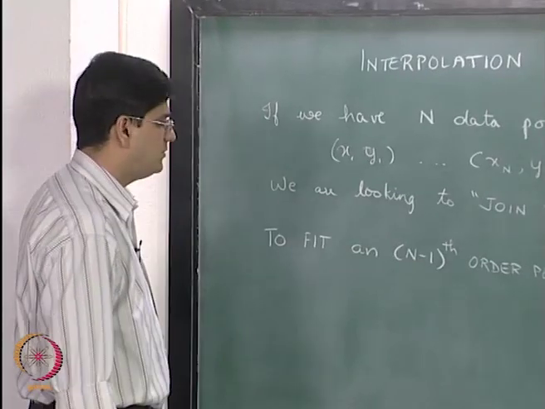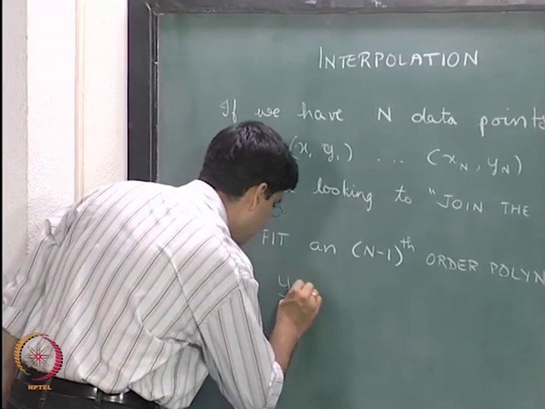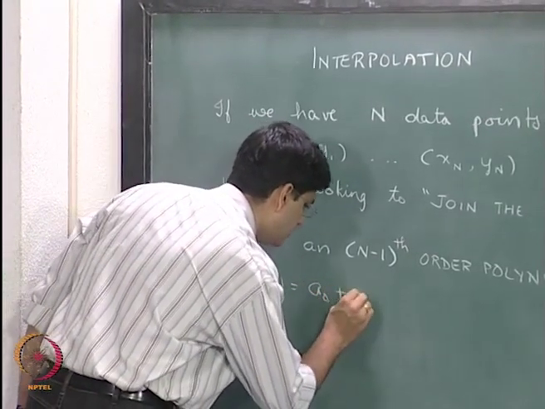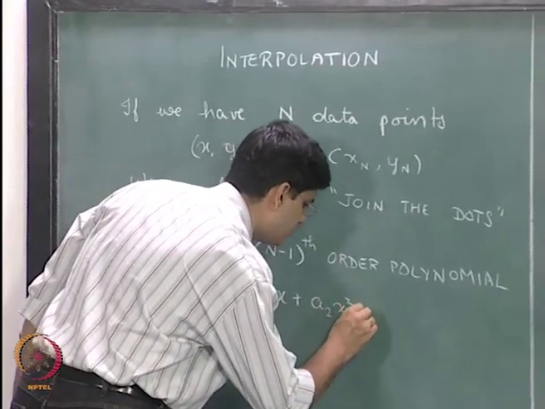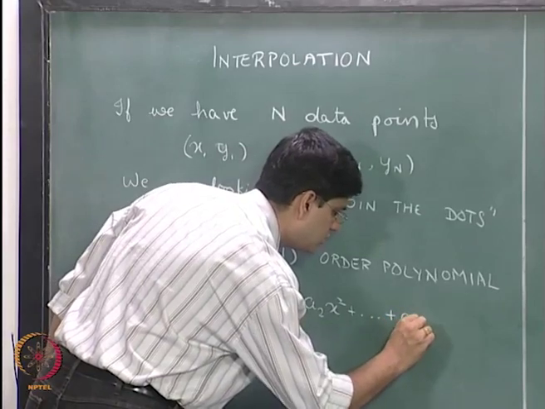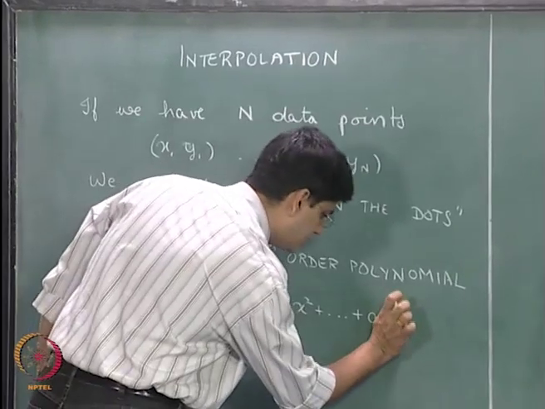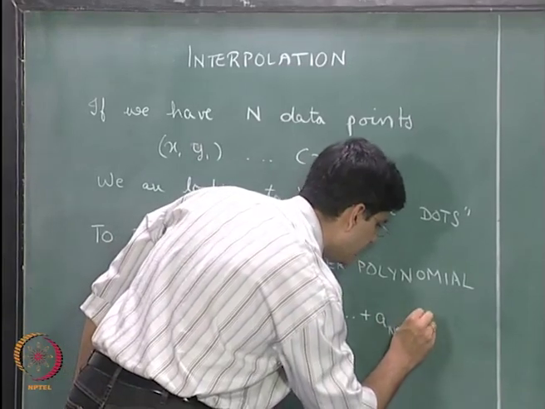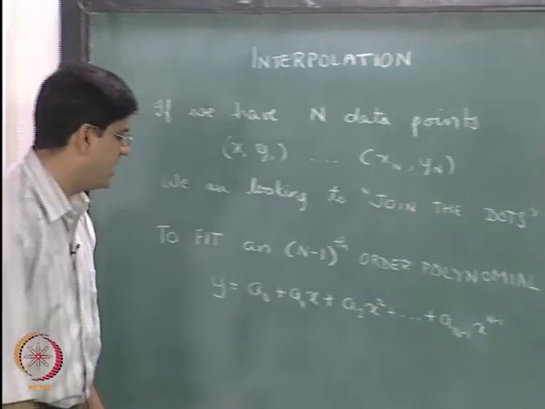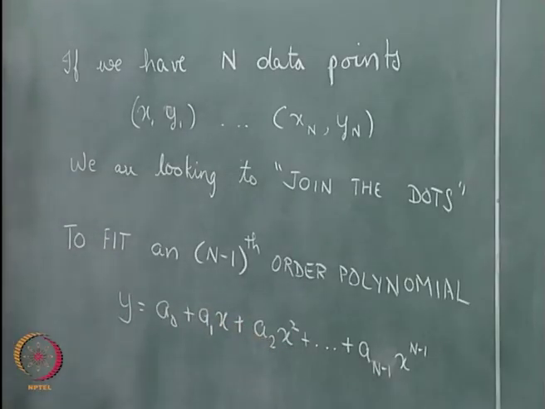So the trial polynomial that we will try to fit will have the form y equal to a0 plus a1 x plus a2 x squared and so on up to, not an, it will be a(n minus 1), I am sorry, x to the power n minus 1. So we have n unknowns a0, a1, a2 up to a(n minus 1). We have n unknowns and we will get n equations in n unknowns.